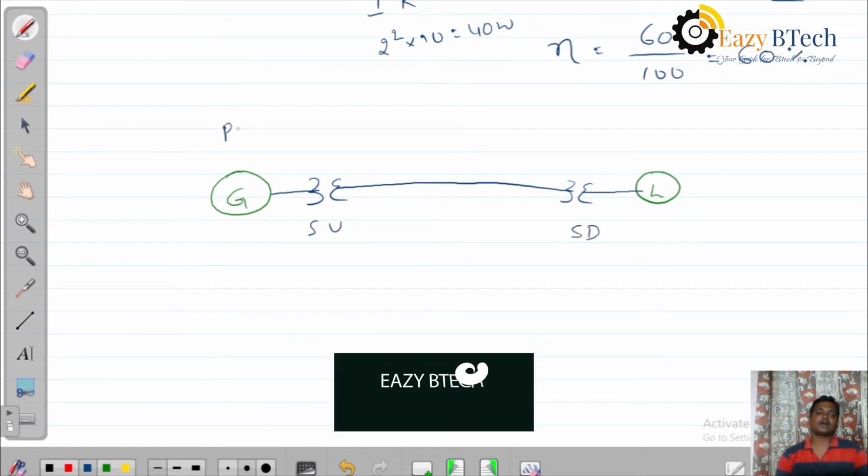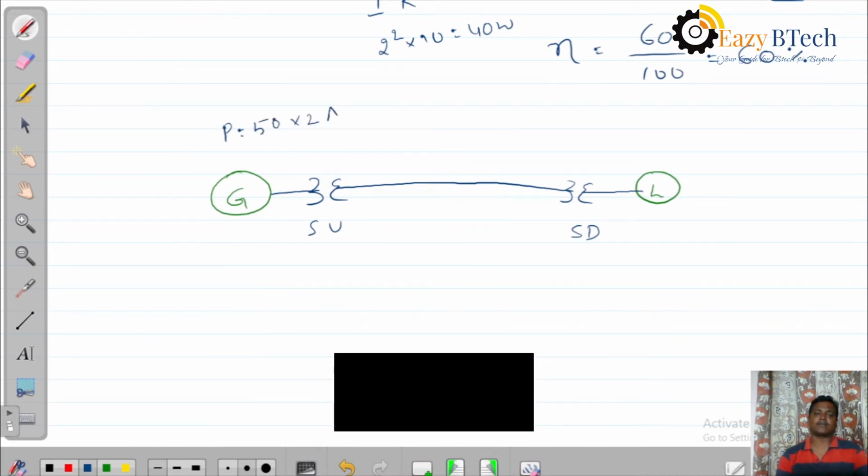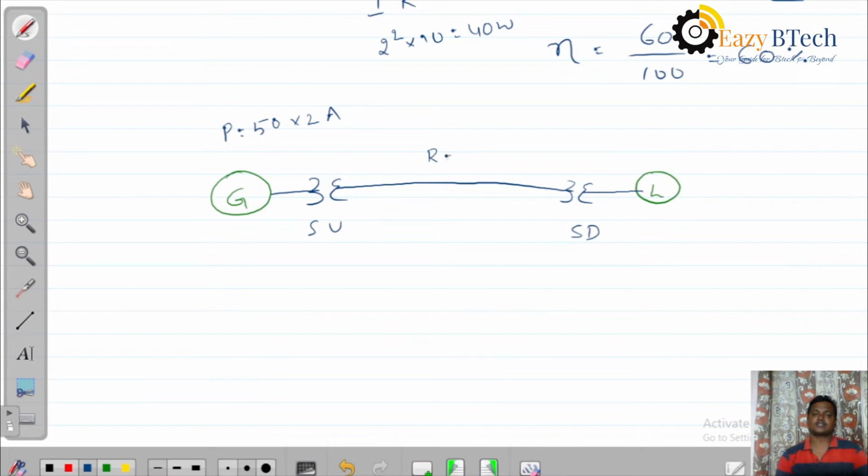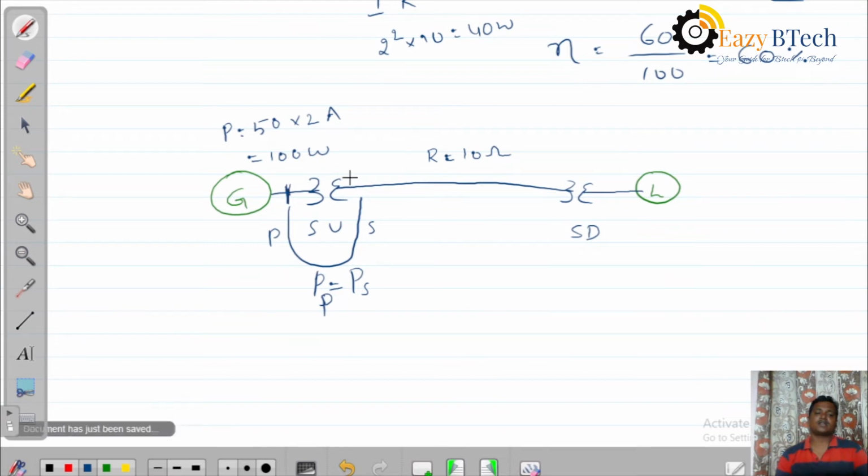Same here, I am taking the same voltage, 50 volts and 2 amperes. The transmission line resistance is 10 ohm. Now the input of the transformer primary is 100 watts. We know in the transformer, both primary and secondary power is the same. There is no change in power. On the primary side we have 100, then on the secondary side also we have 100.